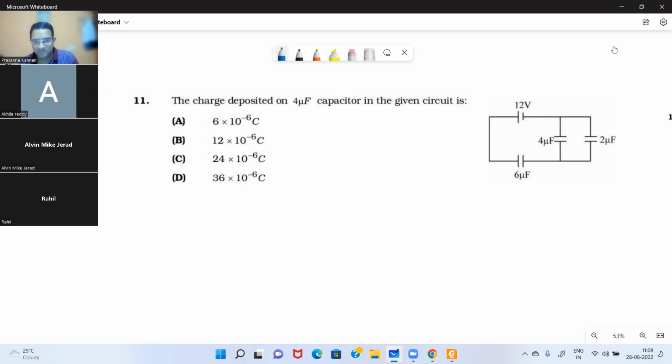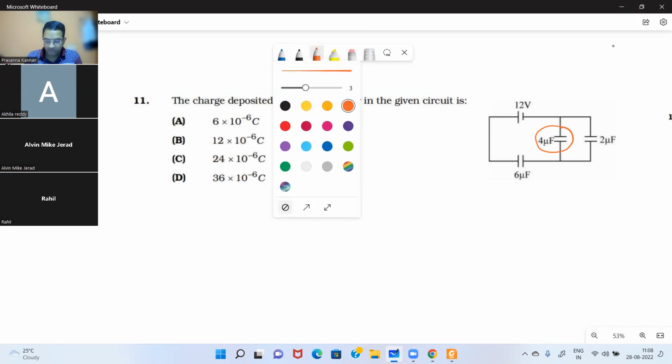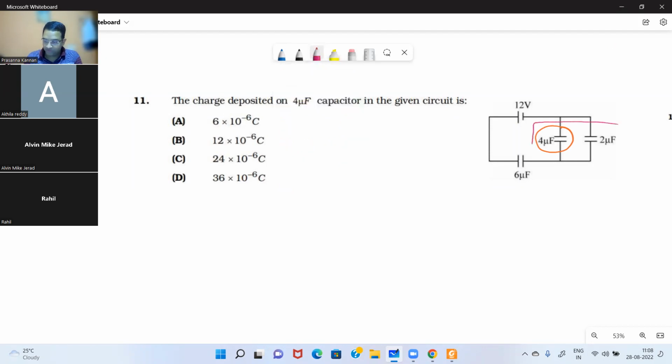The charge that is deposited on the 4 microfarad capacitor is given by. Now what we need to find out is the charge on the 4 microfarad capacitor. First thing that we will do is find out the effective capacitance of these two capacitors. Can you tell me what is the effective capacitance? How are these two capacitors connected?